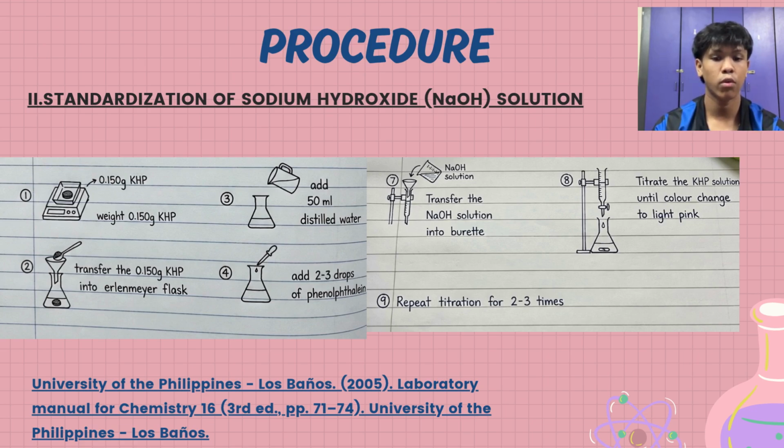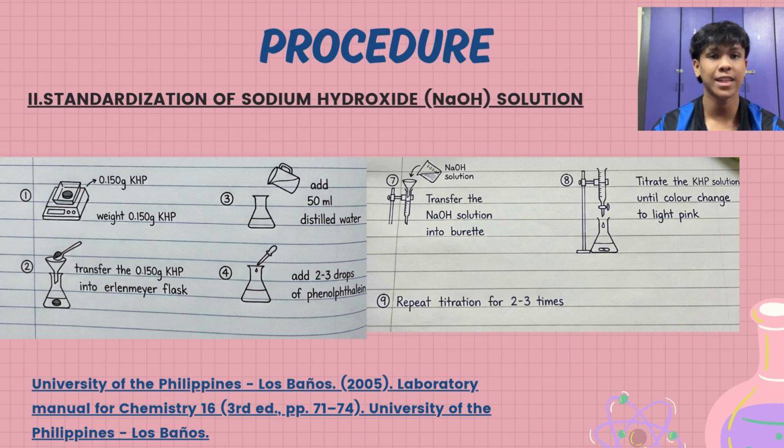First thing first, we need to measure 0.15 gram of KHP, and then transfer the 0.15 gram KHP into the aluminium flask. After that, we need to add 10 ml of distilled water, and then add 2 to 3 drops of phenolphthalein. And after that, we take our NaOH solution that we prepared earlier and put it into the burette. After that, we can do a titration.